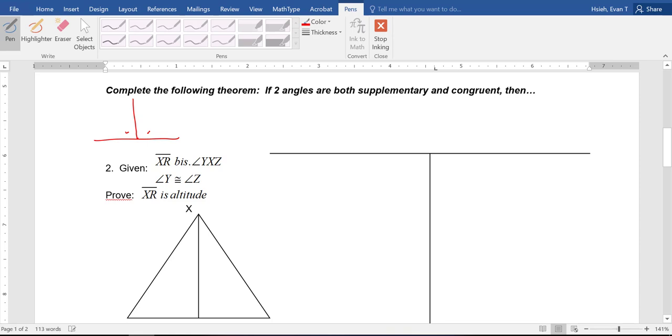are next to each other, supplementary, and they're congruent to each other. Well, if they're both supplementary, then they have to add up to 180. And if they're congruent to each other, you know that both of them have to be 90. So that means you end up with a right angle here and a right angle here. This is what we call the right angle theorem, or shortcut, RAT. Now I'll let you go ahead and write RAT.